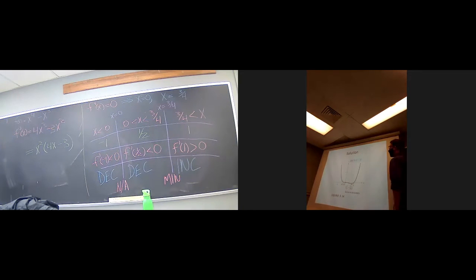So x is equal to 0, just a point. It's just a flat point in our graph. But x equal to 3 over 4, it's going to be a min because we're going from decreasing to increasing, right? In other words, the critical number doesn't necessarily always provide us with a min or a max, right? It just provides us with a spot where our function flattened out for a second.